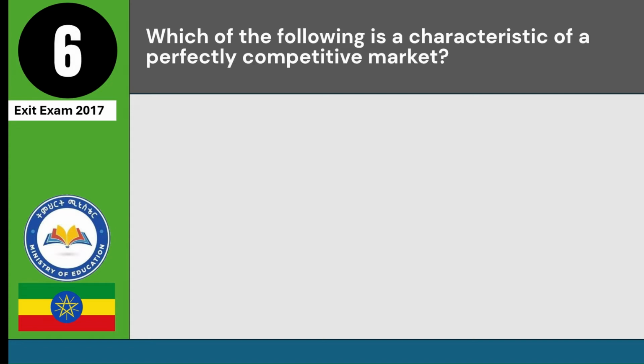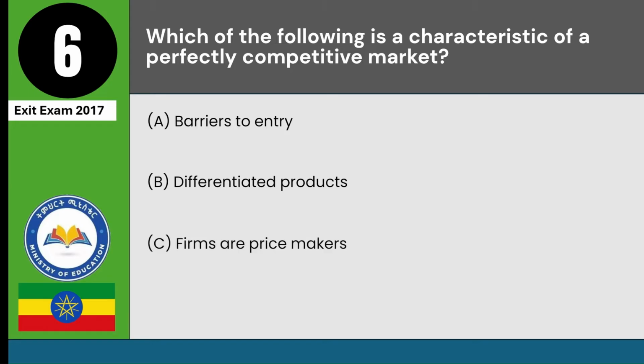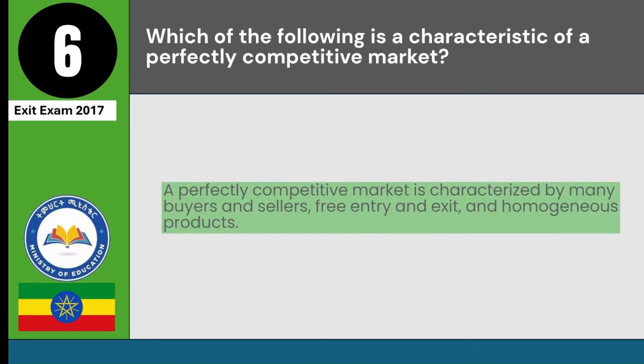Which of the following is a characteristic of a perfectly competitive market? A. Barriers to entry. B. Differentiated products. C. Firms are price makers. D. Many buyers and sellers. Answer: D. A perfectly competitive market is characterized by many buyers and sellers, free entry and exit, and homogeneous products.